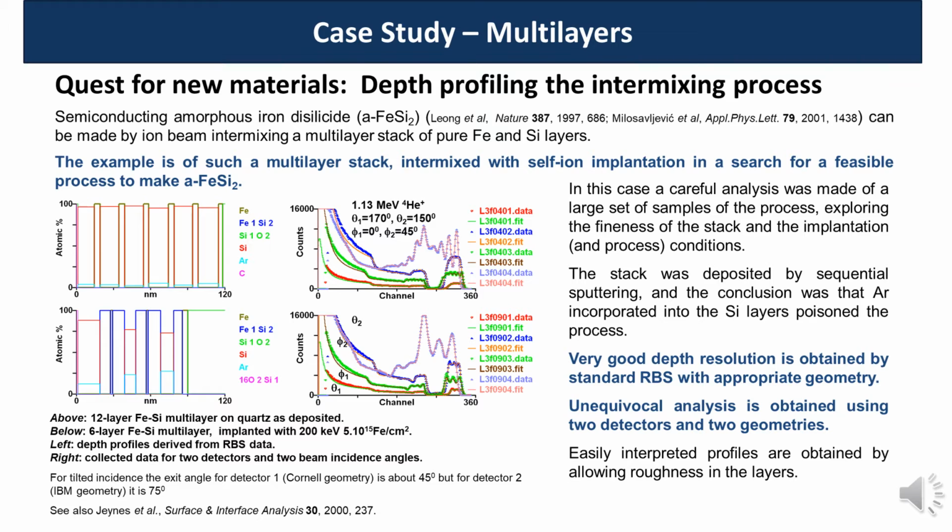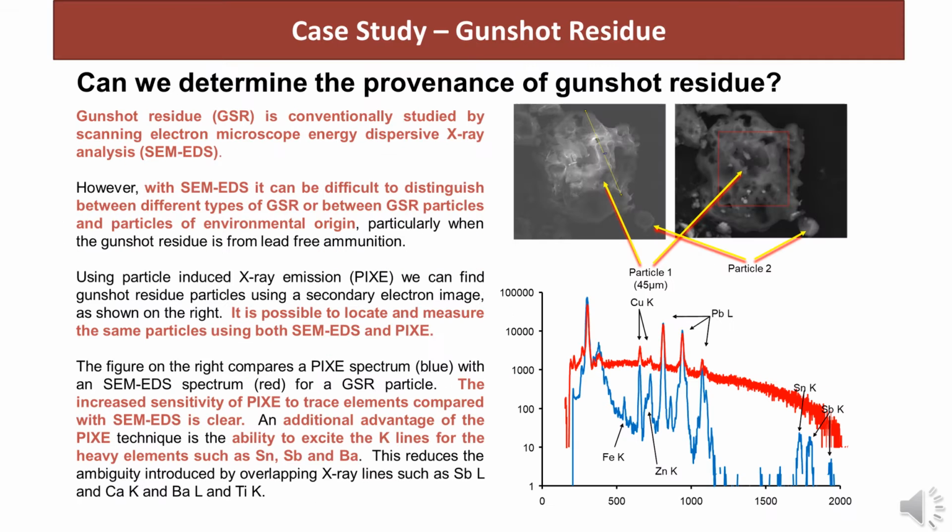So here we're looking at an iron disilicide film that has been made by ion beam mixing of a multi-layer stack of iron and silicon layers. By careful analysis we could see that the argon incorporated into the silicon layer during deposition poisoned the process.